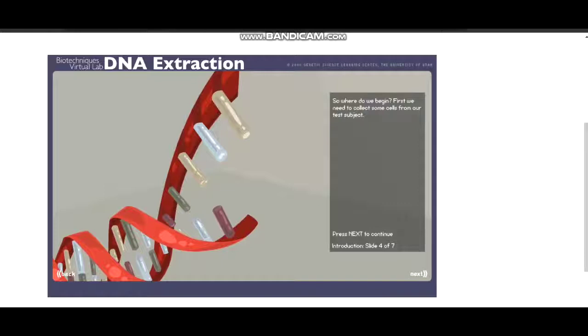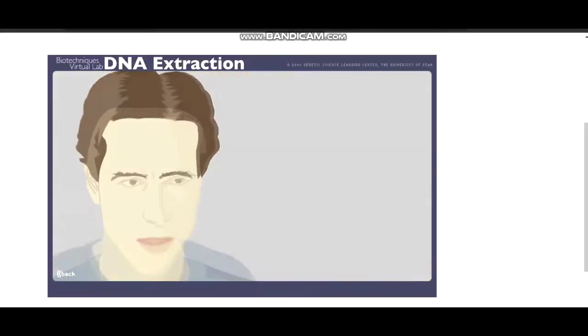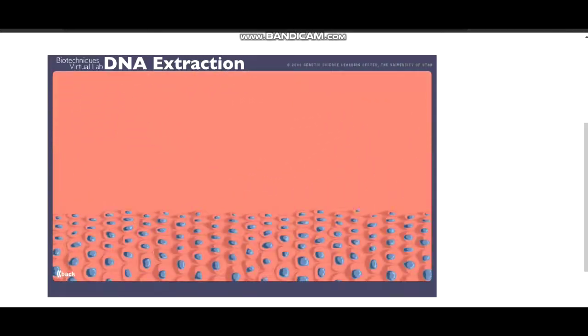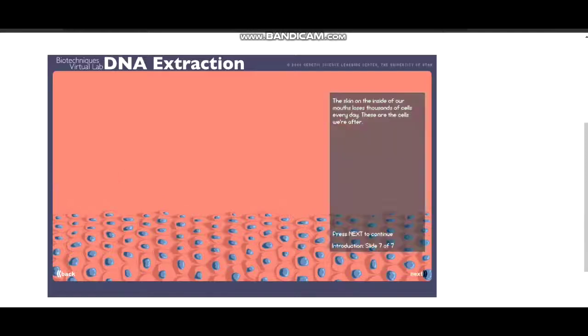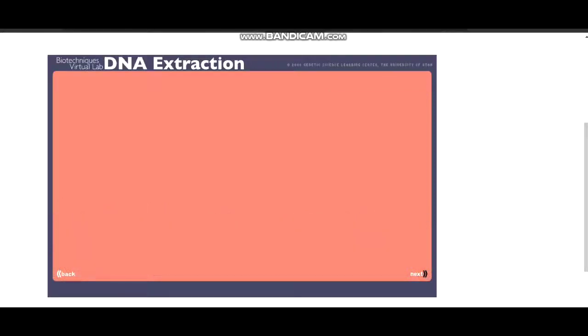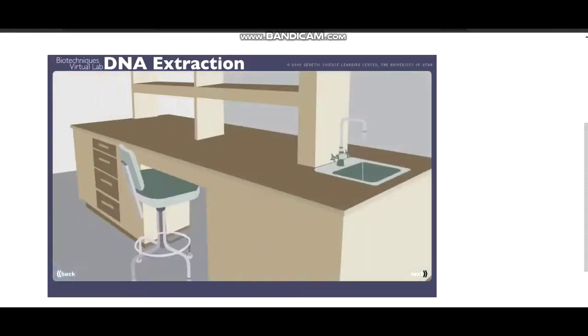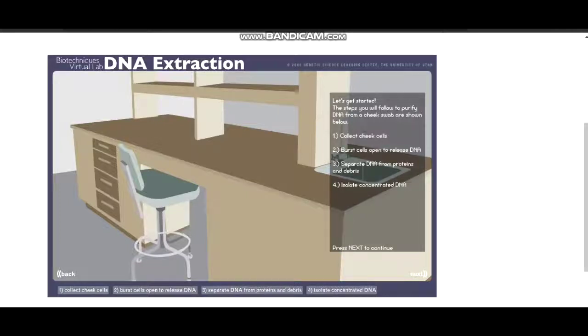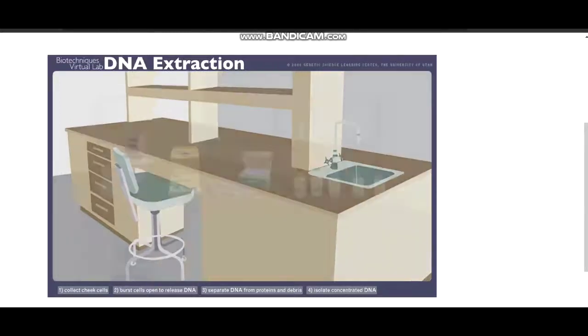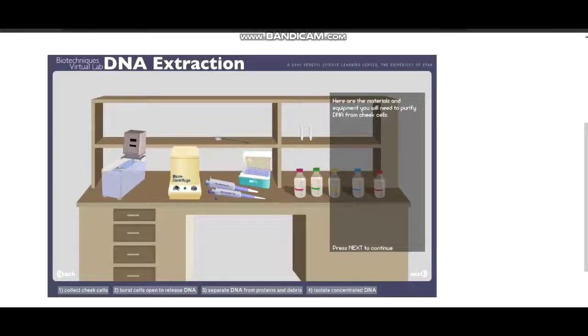So first we need to collect some cells from the subject. The skin on the inside of our mouth loses thousands of cells every day. These are the cells we are after. So these are the steps we will follow to purify DNA from a cheek swab as shown below. This is the material and equipment we will need to purify DNA from cheek cells.